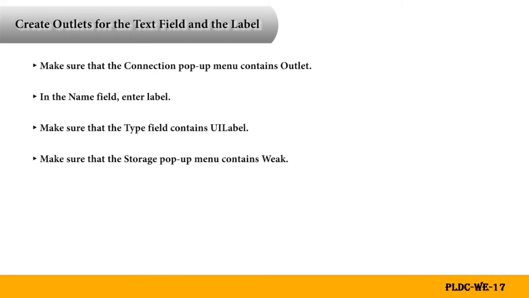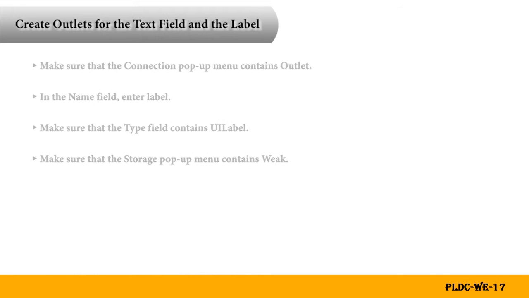Make sure that the type field contains UILabel. Make sure that the storage pop-up menu contains Weak. In the popover, click Connect.